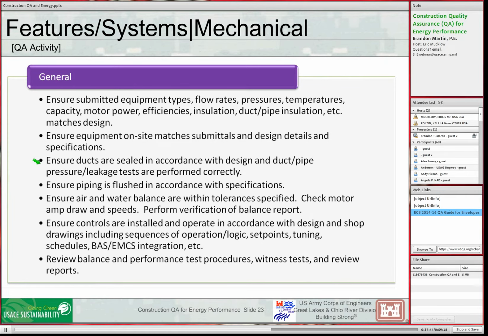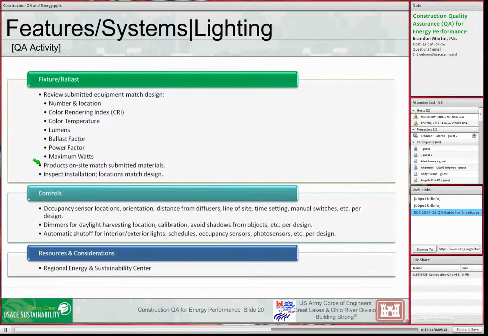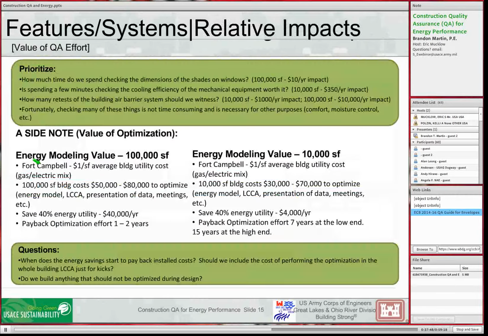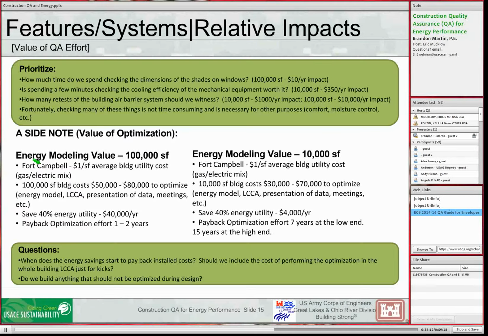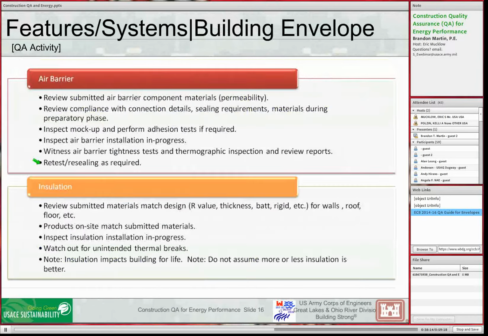Let me flip back a few slides here to cost. For duct leakage, a 5% duct leakage in this particular case, for a 100,000 square foot facility, would have resulted in $2,500 a year in utility costs. For a smaller facility, it's $250 a year. It's relatively significant compared to the effort of walking out and making sure that everything has been sealed correctly or they've passed their duct leakage tests.